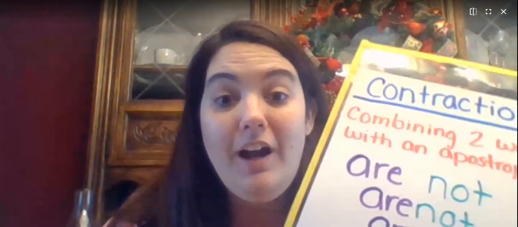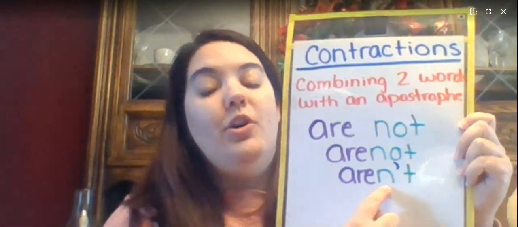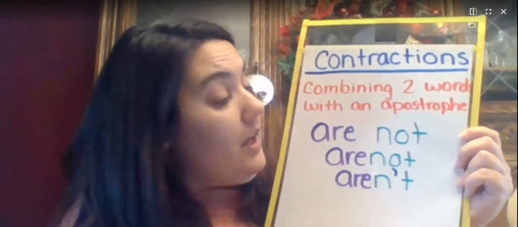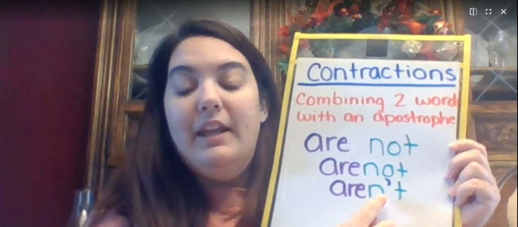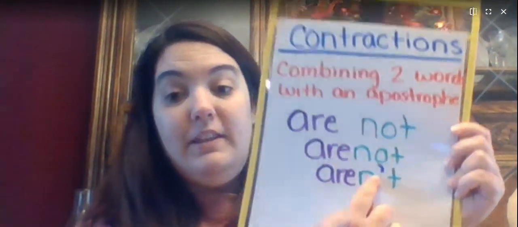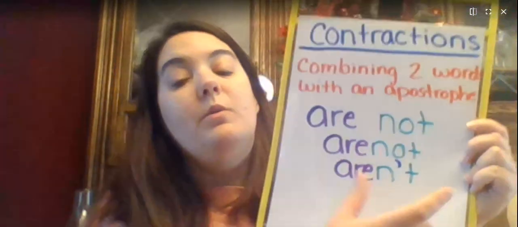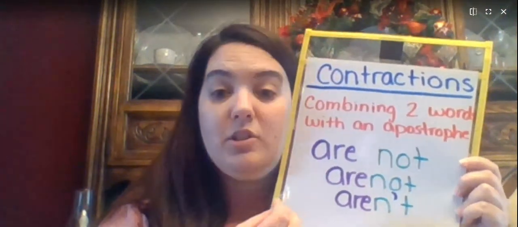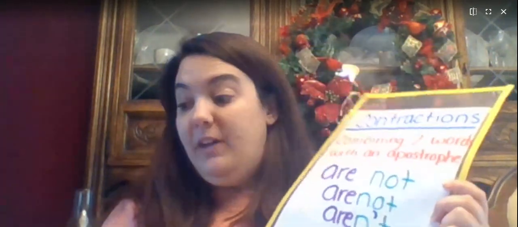So, I can say we are not going outside today because it is raining, or I can say we aren't going outside because it is raining. Both of these mean the same thing. Now look at what happened. I pushed them together and then I substituted the O in not with an apostrophe. This right here is called an apostrophe. So when I make a contraction, I combine the two words together and I substitute some of the letters in the second part of the word with an apostrophe.